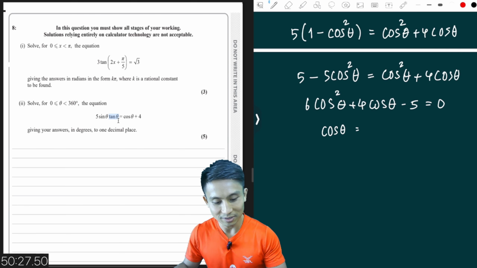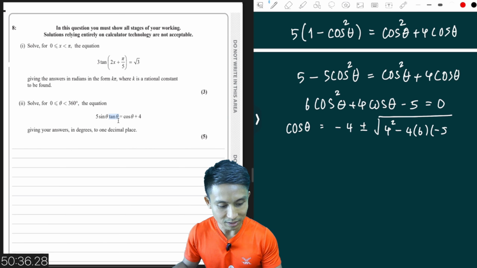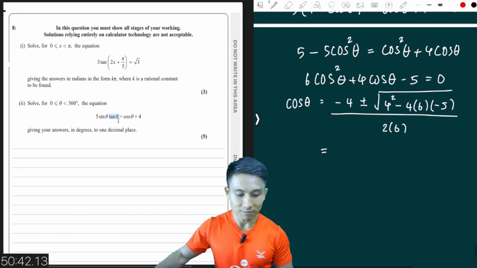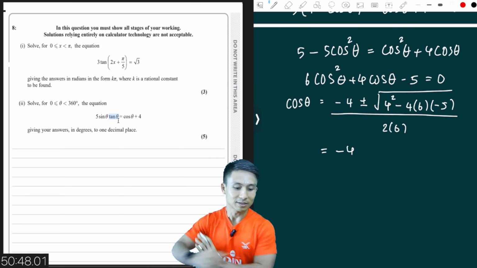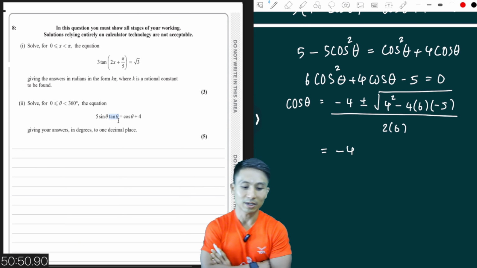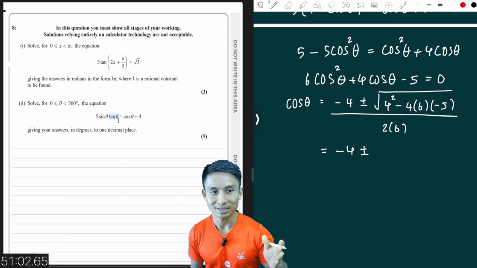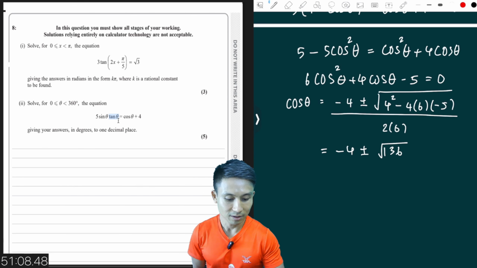So cos theta is equal to minus b plus or minus the square root of b squared minus 4ac, all divided by 2a. So that's going to give me minus 4. Well, what's inside the brackets there? 30 times 4 is 120, so it's 16 minus 120, so it's 104. Okay, so plus or minus, no, it's 120 plus 16, so 136, divided by 12.